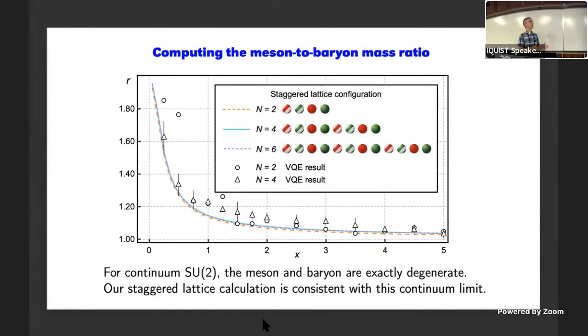Here's a graph where the vertical axis shows the ratio of the meson mass to the baryon mass on our lattice. Now you can see our lattices are really, really tiny. I cannot properly take a continuum limit. I would need a huge, much bigger lattice to be confident, but we can at least do a consistency check. What we should find is that as X gets large, this ratio should approach 1, and it passes that. That's all we can say.